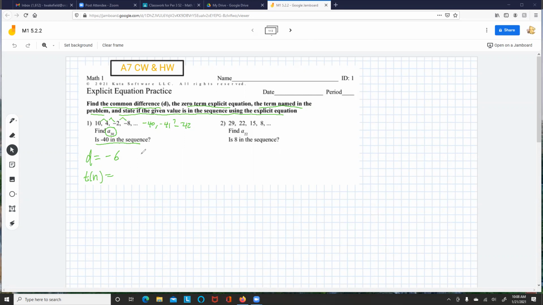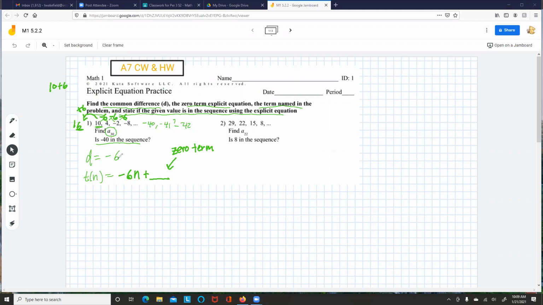Hopefully I can change my pen. Okay, d is negative 6. So our equation is going to be negative 6n, plus or minus something. We have to find what goes here, what the zero term is. All right? So if the first term is 10, we need to find the term that came before 10. Since we're minusing 6 going forward, we want to add 6 to go backwards. So you want to take 10 plus 6, which would give you 16.